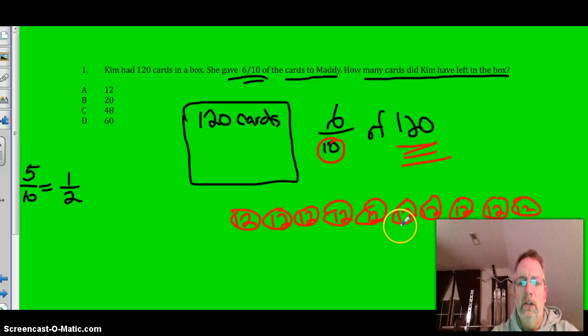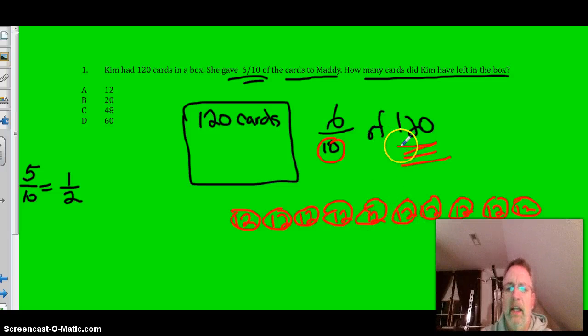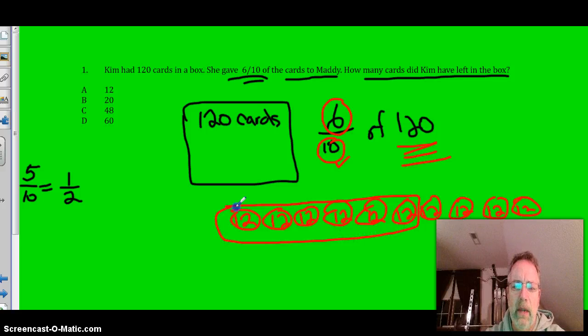All right, so now I've got my number of cards in my 10 equal groups. And remember, our numerator tells us how many of those groups, in this case, that she gave away. Okay, because it says she gave 6/10. So 6 out of the 10. So 1, 2, 3, 4, 5, 6. So this is the amount that she gave away.